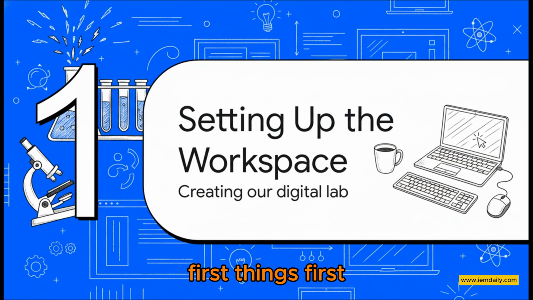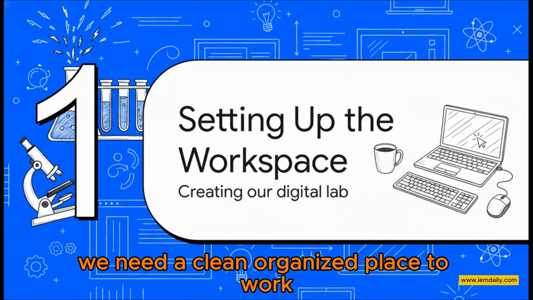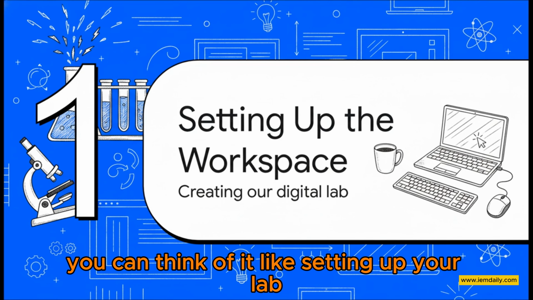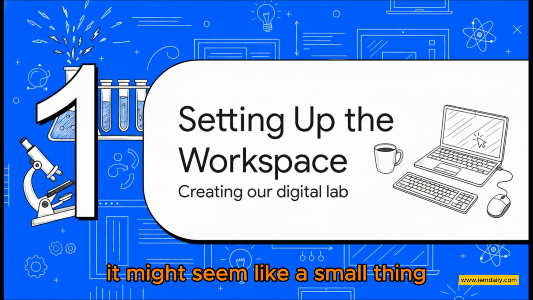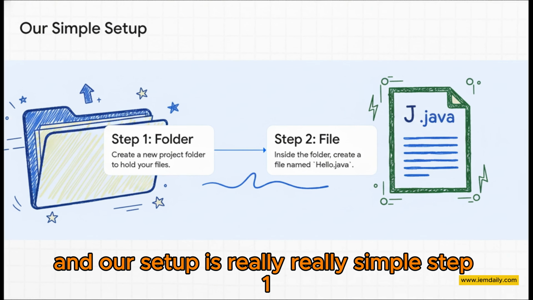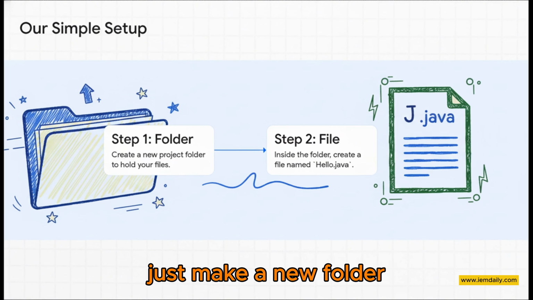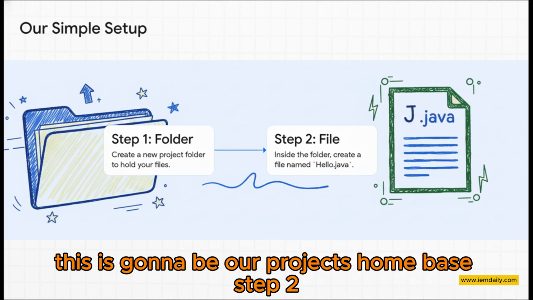Okay, first things first. Before we can even think about writing code, we need a clean, organized place to work. You can think of it like setting up your lab before you start a cool science experiment. It might seem like a small thing, but trust me, it's a super crucial first step. And our setup is really simple. Step 1, just make a new folder anywhere you want on your computer. This is going to be our project's home base.